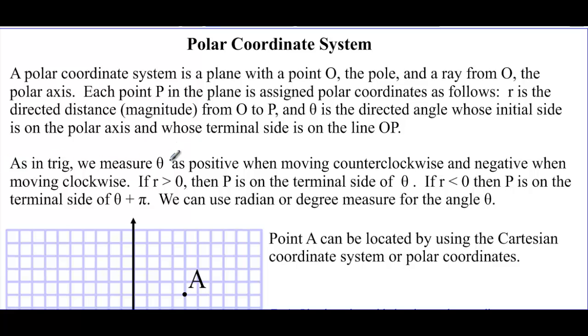As in trig, we measure theta as positive when moving counterclockwise and negative when moving clockwise. If R is positive, then P is on the terminal side of theta. If R is negative, then P is on the terminal side of theta plus pi, in other words, halfway around the circle. We can use radian or degree measure for the angle theta.